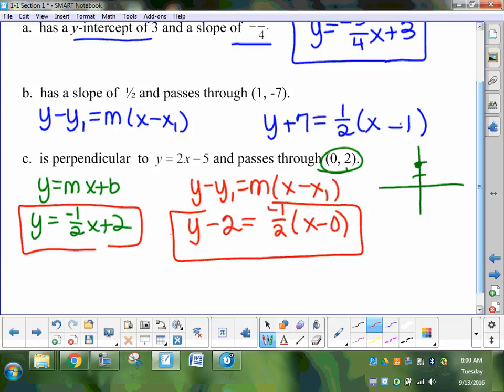If you kept doing the algebra out on this, you distribute the 1/2. Remember, x minus 0 is just x. This becomes y minus 2 is equal to -1/2 x, and then you add the 2 over to get y equals -1/2 x plus 2. Questions on that one?